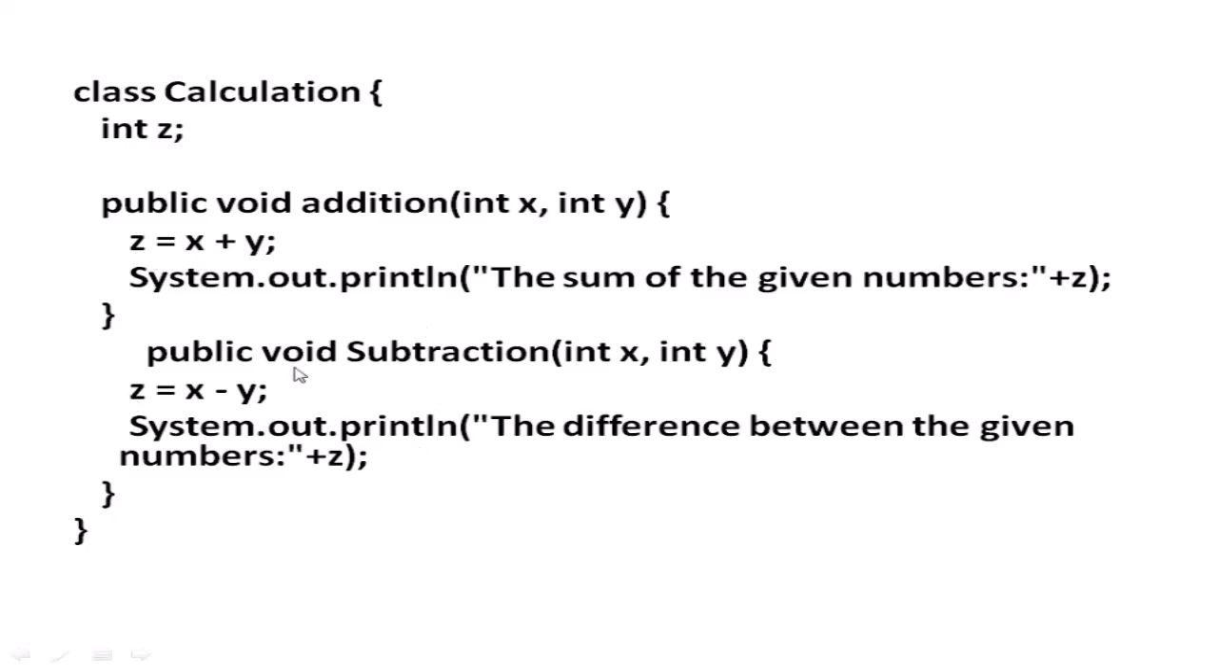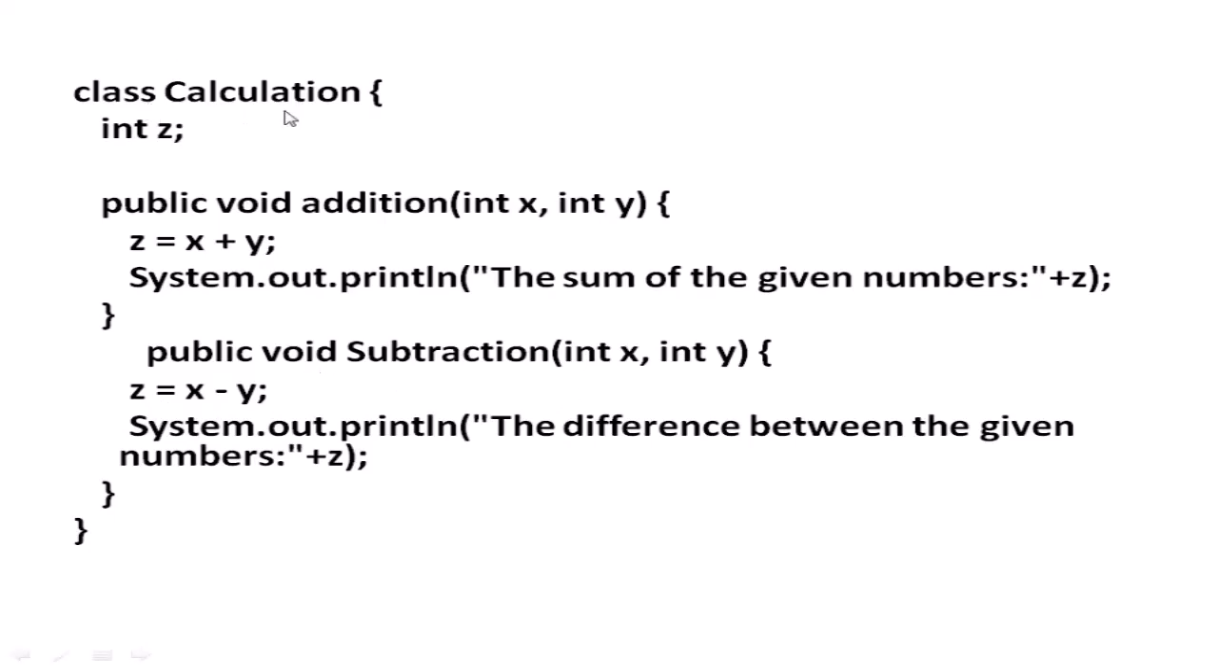And similarly, subtraction is another method which accepts two arguments, that is integer x and integer y. So here z equal to x minus y. So z should hold the result. For example, here z is not mentioned in the subtraction.